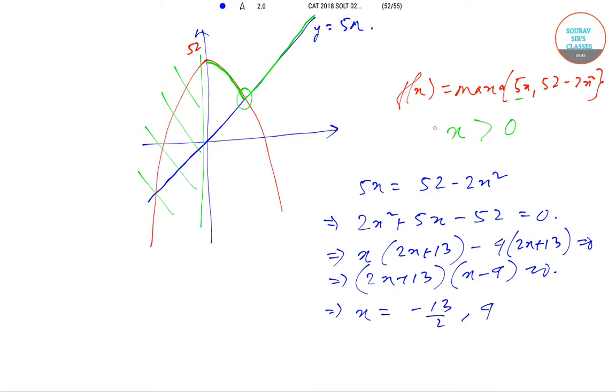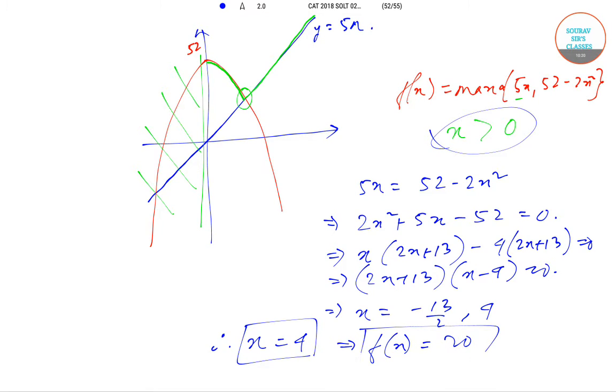But we have been already given that x is greater than 0. It is a positive number. So x equal to minus 13 by 2 is not considered, and therefore we have the value of x equal to 4. And when the value of x is equal to 4, we get that f of x will be equal to, we can take either 5x or 52 minus 2x square. If we take 5x, then 5 into 4 will be 20, and if we take 52 minus 2 into 4 square, so 52 minus 2 into 16, which would have been 52 minus 32, and we get 20. So the answer here is f of x is equal to 20. So this is the answer that we are looking for here.